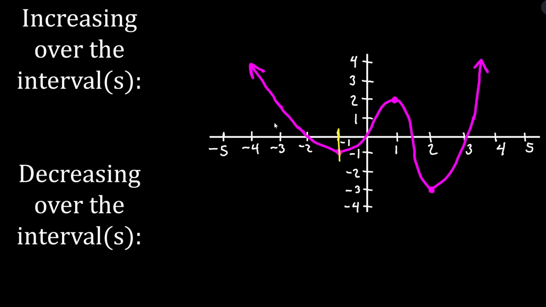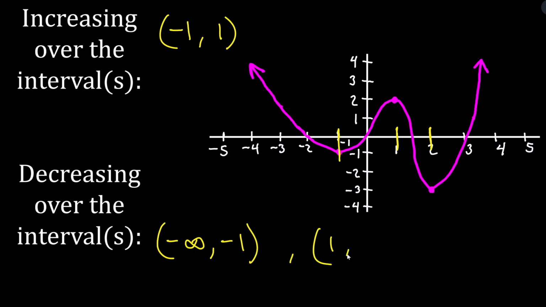All right, so we're decreasing all the way up until here. Then we increase. Then we decrease again. Then we increase. So this is what I like to do. Break up the function into sections. And now we can easily describe the intervals. So I know it's decreasing from -infinity all the way up until -1. Then it increases from -1 to 1. Then it decreases again from 1 to 2. And then it increases from 2 to infinity.